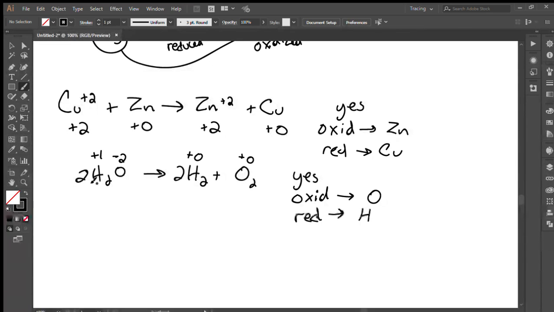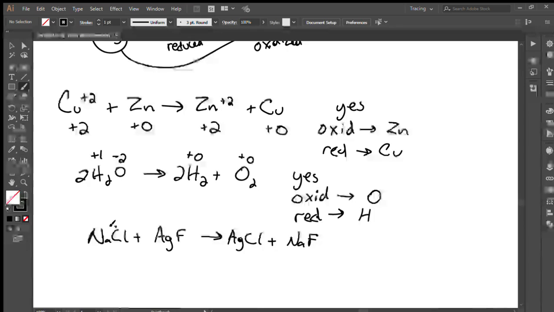Okay, let's look at the next one. Sodium chloride plus silver fluoride gives you silver chloride plus sodium fluoride.